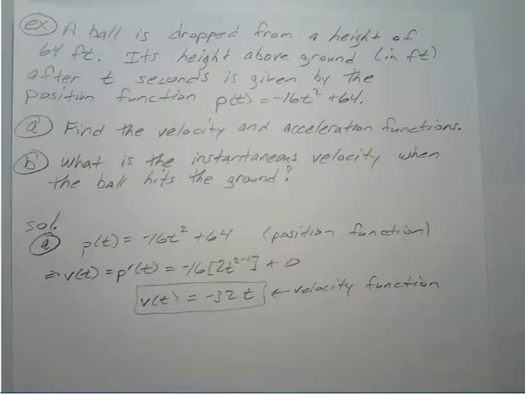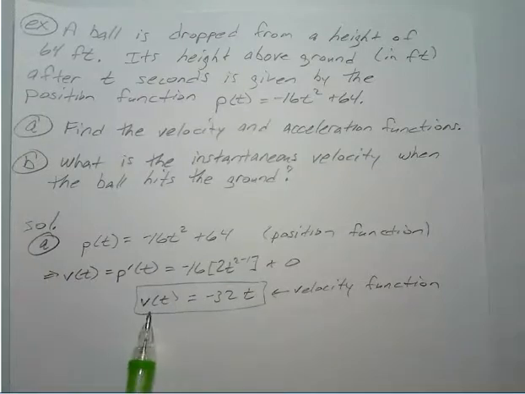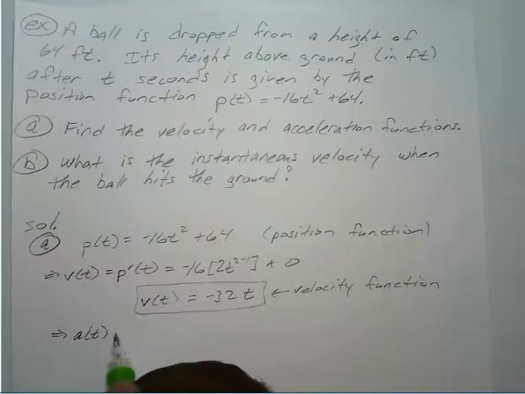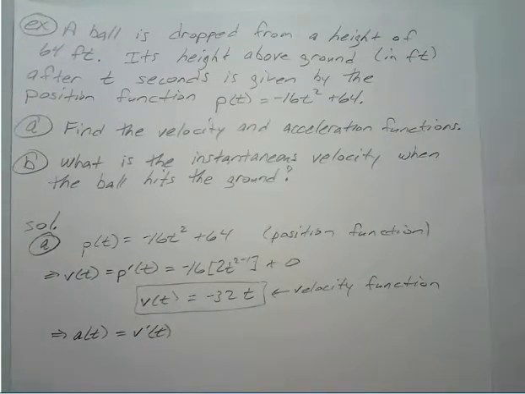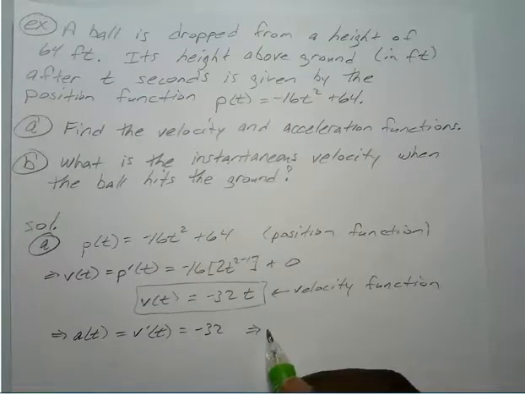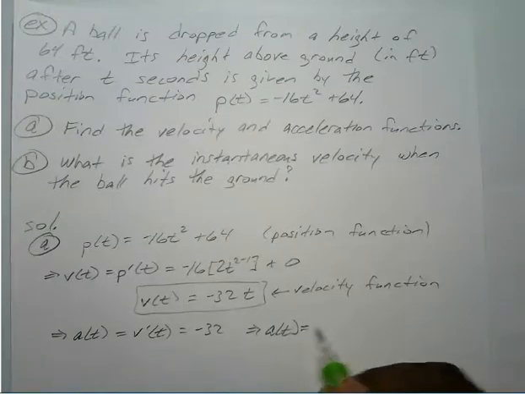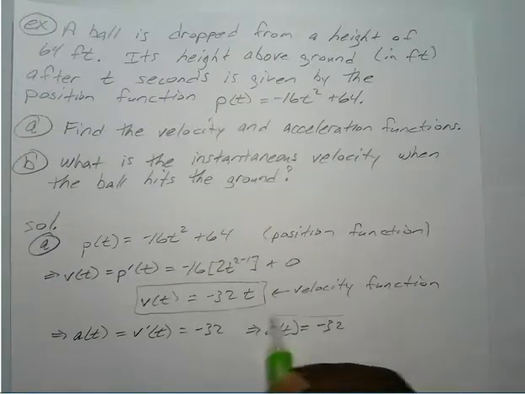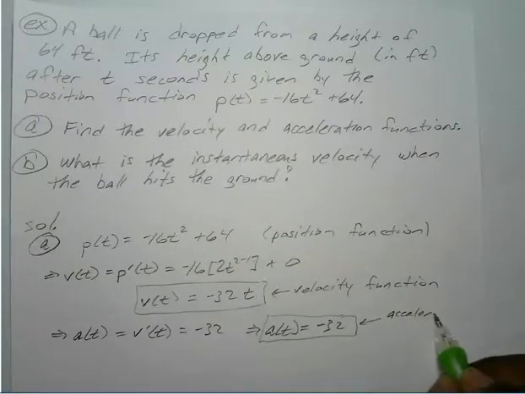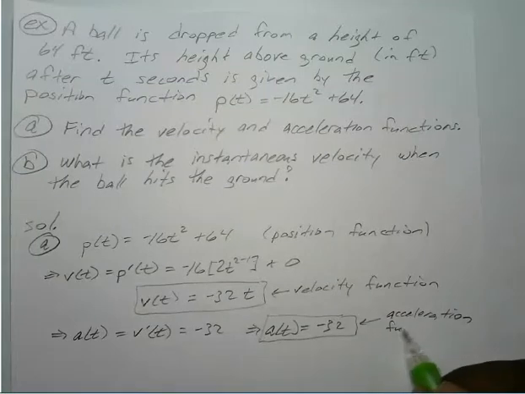Okay, so to find our acceleration function, we just take the derivative of our velocity function. The derivative of negative 32t is just negative 32. Okay, so our acceleration function is negative 32. And I'll go ahead and mark that. Acceleration function.